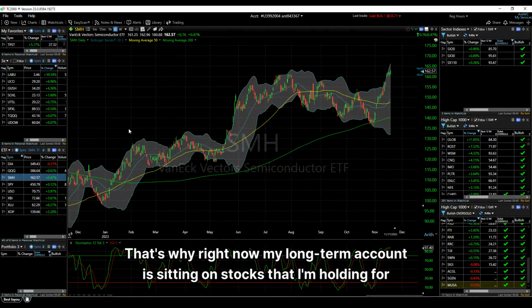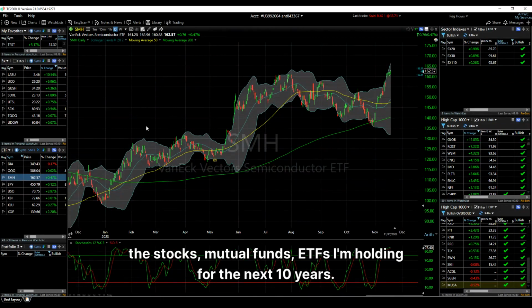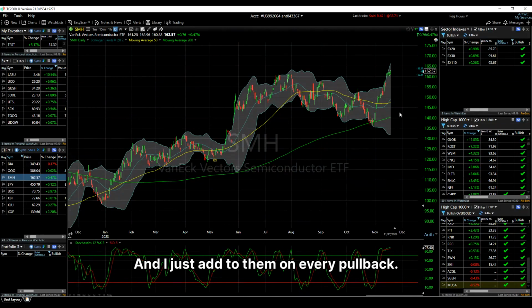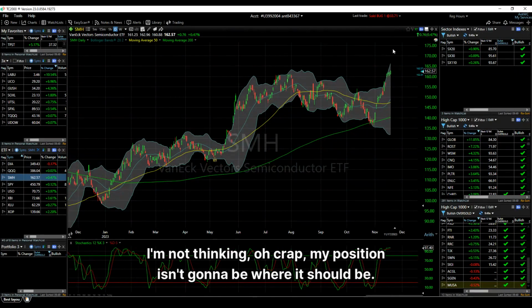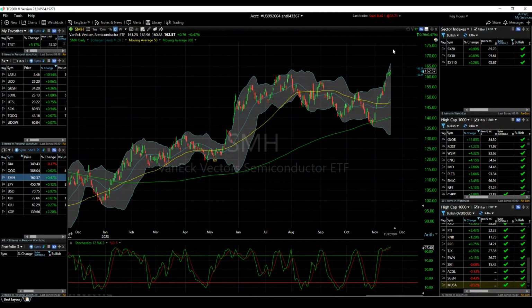That's why right now my long-term account is sitting on stocks, mutual funds, and ETFs I'm holding for the next 10 years. And I just add to them on every pullback. Okay, I'm not locking in profit. I'm not trying to swing trade them, because if the market just does take off, I'm not thinking, oh crap, my position isn't going to be where it should be.